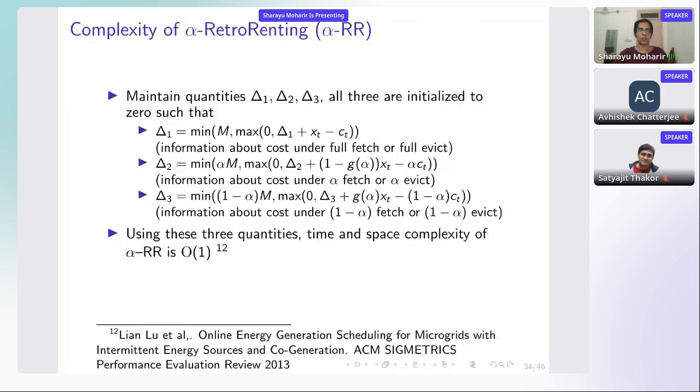The complexity of alpha RR is also order 1. Instead of one delta, we here need to maintain three deltas. Their scalars can be updated very easily. So alpha RR can also be implemented in an efficient manner. Now I'll present our analytical results for alpha RR.